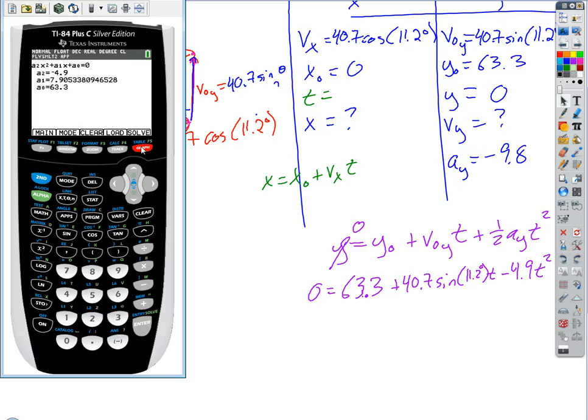Okay, solved. So it gives me two answers. I get positive 4.49, and so on, and negative 2.87, and so on. Which one do we keep? The positive one. Yeah, we want the one that occurs after we launch the rock, right? Not before we launch the rock. So that's our value for t.